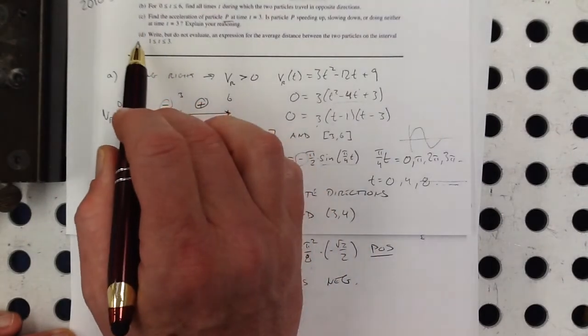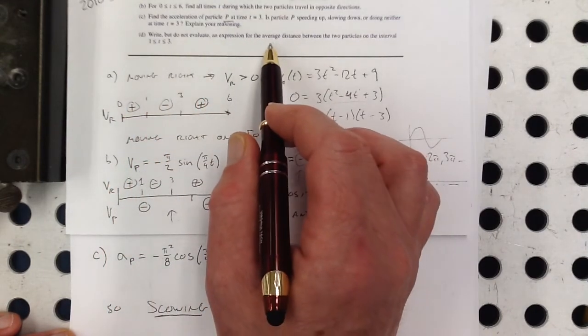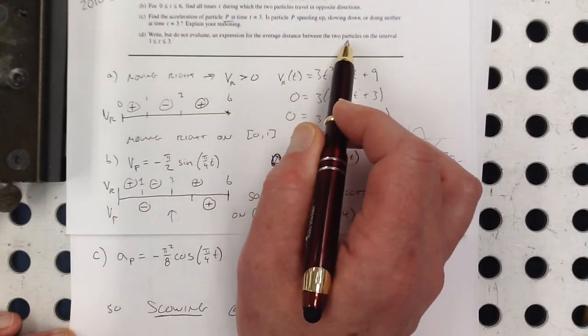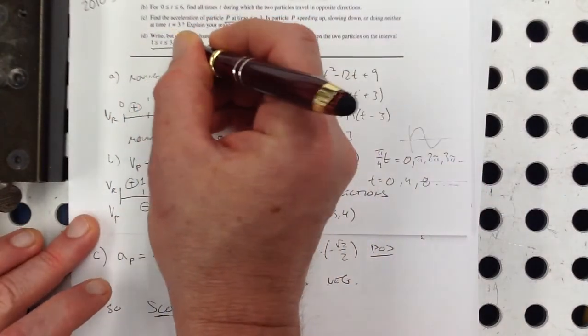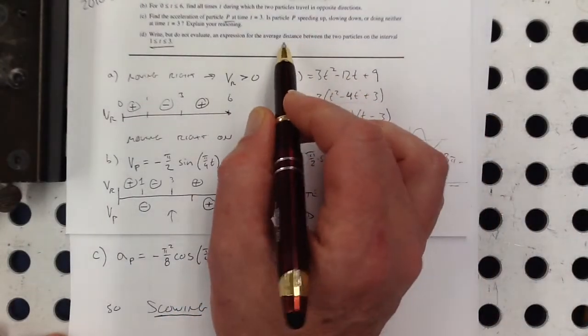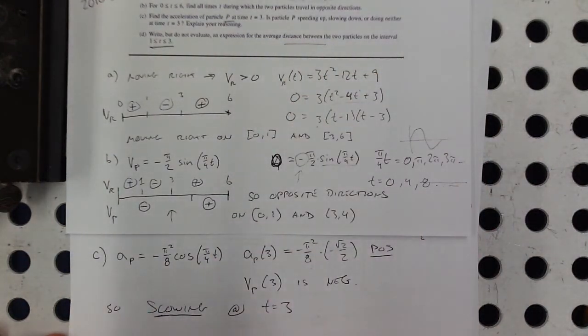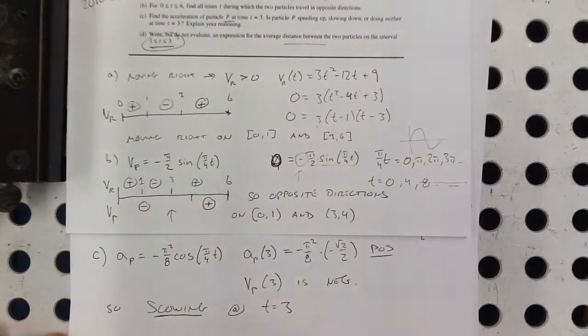Alright, and then last, write but do not evaluate an expression for the average distance between the two particles on the interval 1 to 3. Okay, so I know how to find the average value of something using calculus, right? That's where you do the integral and you divide by how wide the interval is. So if I can make a distance between them function, then I can just find the average value of that function on this interval.